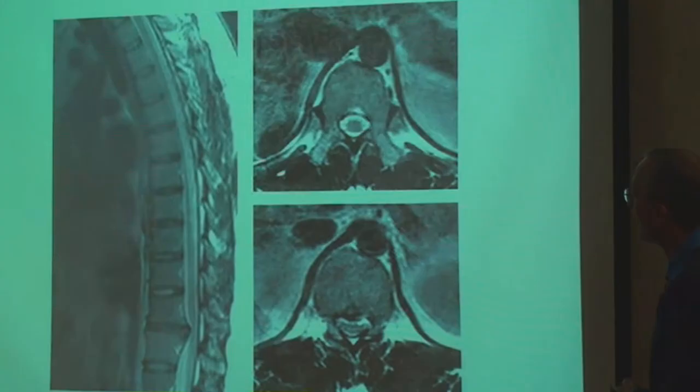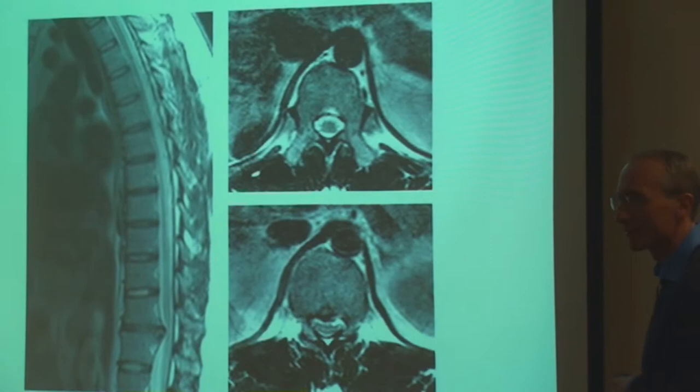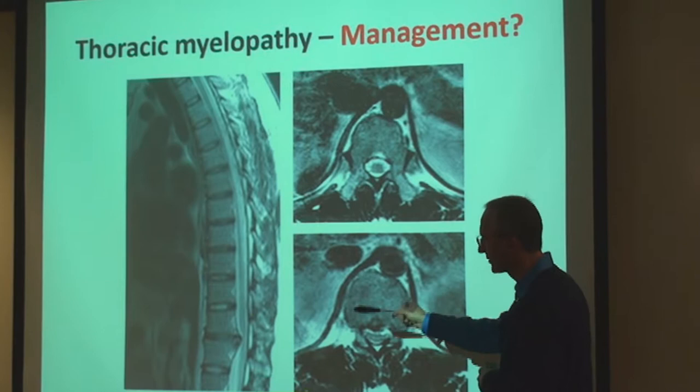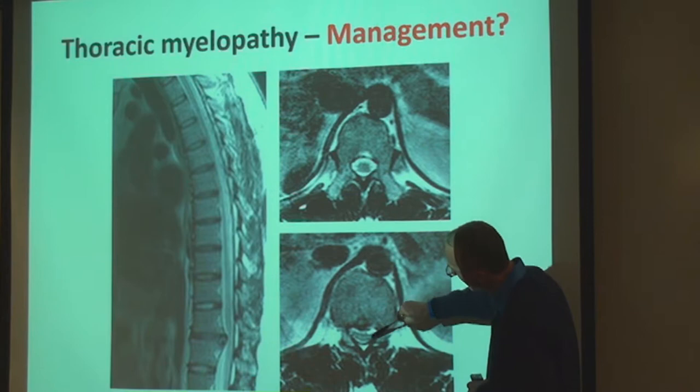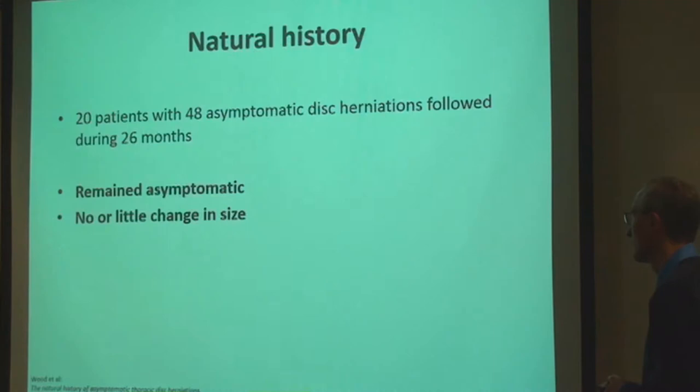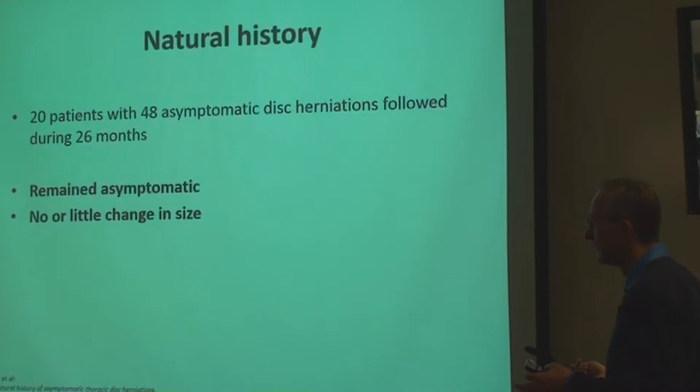So thoracic myelopathy was the diagnosis of the second or third patient that I presented, the young man who had progressive loss of strength in the lower extremities, but a normal exam in the upper extremities. This was his compression at the symptomatic level. This is the normal picture of a normal anatomical constellation. And the question here again is, what happens if we do nothing?